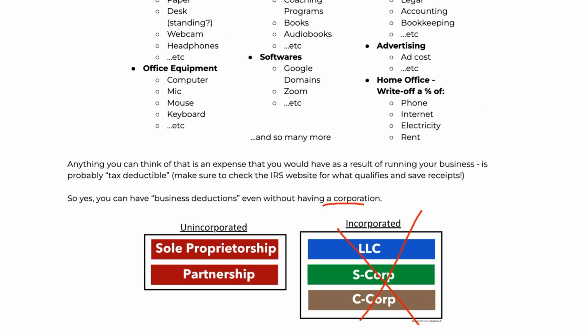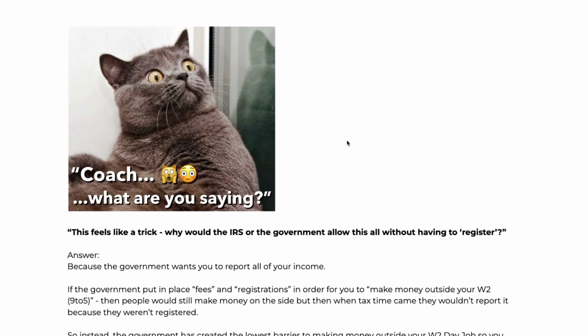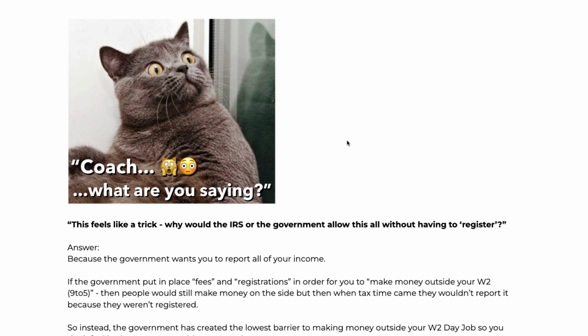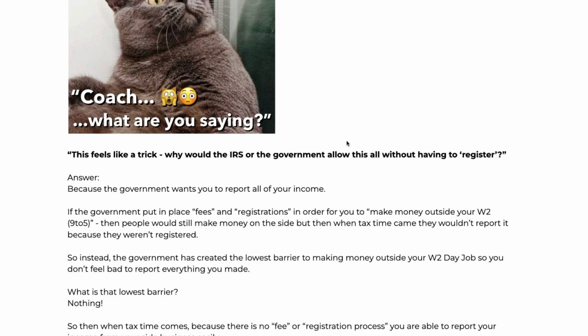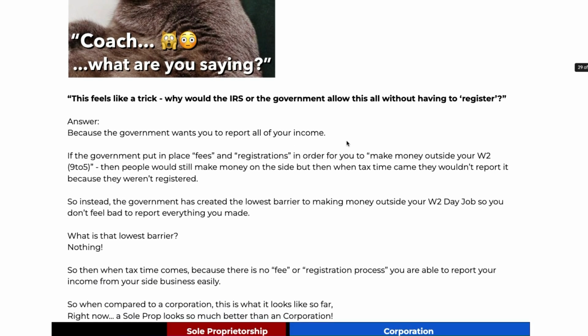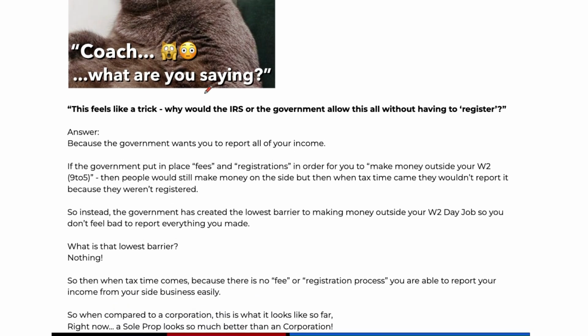That's it. Okay. Now, a lot of people are like, yo, what's going on here? Why is this? This is a trick. Why would the IRS or the government allow this all to happen without you even having to register? Okay. And the answer to that is because the government wants you to report all of your income. They don't want people doing money laundering and hiding their income and all that kind of stuff.